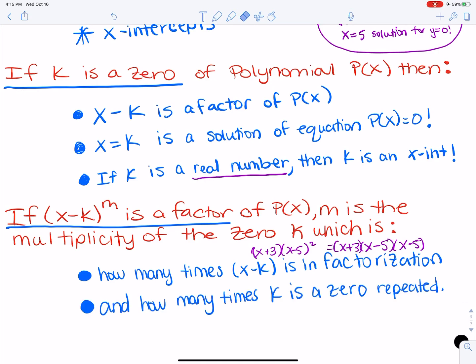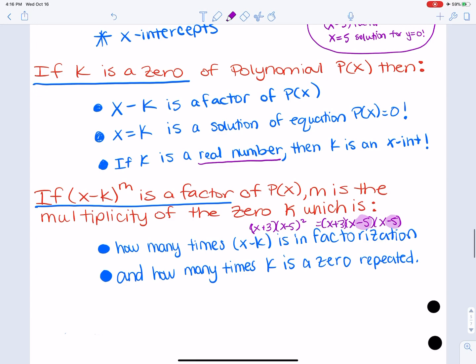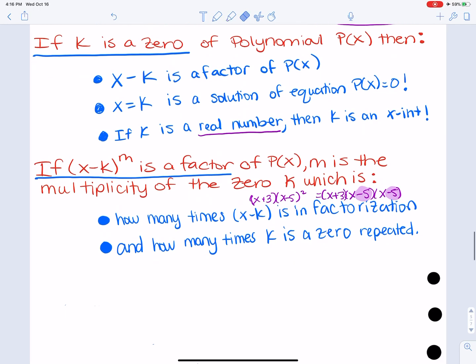Next, it also tells you how many times k is at 0, and it's repeating itself. So in this particular case up at the top, since you have two 5s, that means you have k equaling 5 two times. There's a way to show that too, and here is how you show it.